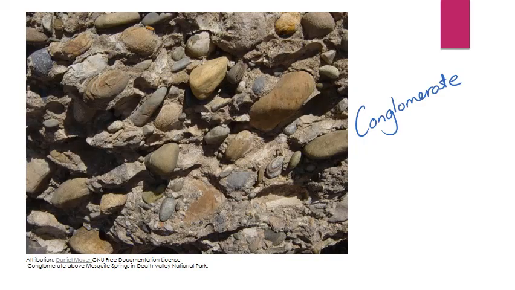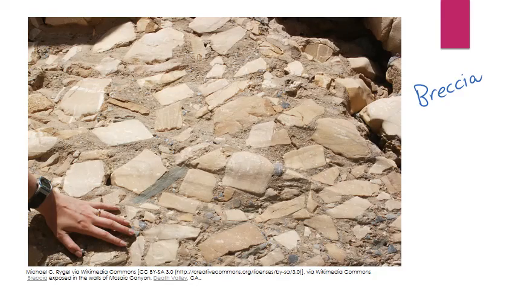Clastic sedimentary. Here's an example, conglomerate. See all the pieces of rock there and all the little pieces of sand in between cemented together, conglomerate. Here's another example of a sedimentary rock, breccia. The only difference between this one and conglomerate is this has sharp edges on it and conglomerate has round edges on it.